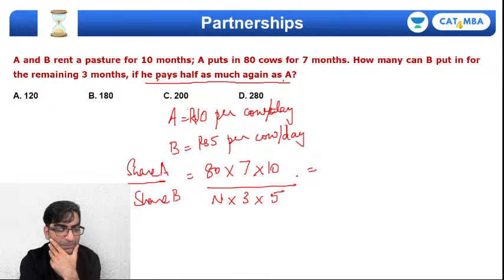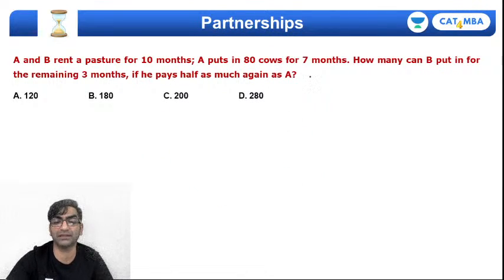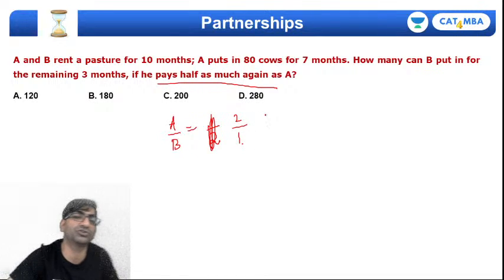Right, I think there is a typo in this problem, because even if you assume that this statement is correct, he pays half as much as A, right? So if A pays 2, then B pays half as much, he pays 1, so 2:1 becomes the ratio.